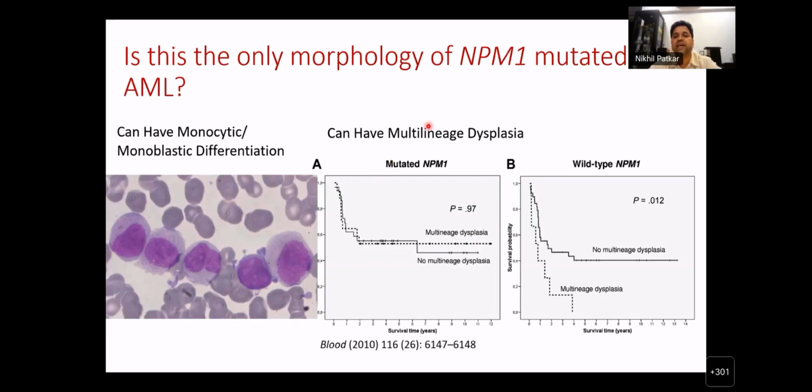And NPM1 mutated AMLs can present with multi-lineage dysplasia as well. That means you can have this megakaryopoiesis, this myelopoiesis, and it can be an NPM1 mutated AML. It has no bearing on the prognosis.